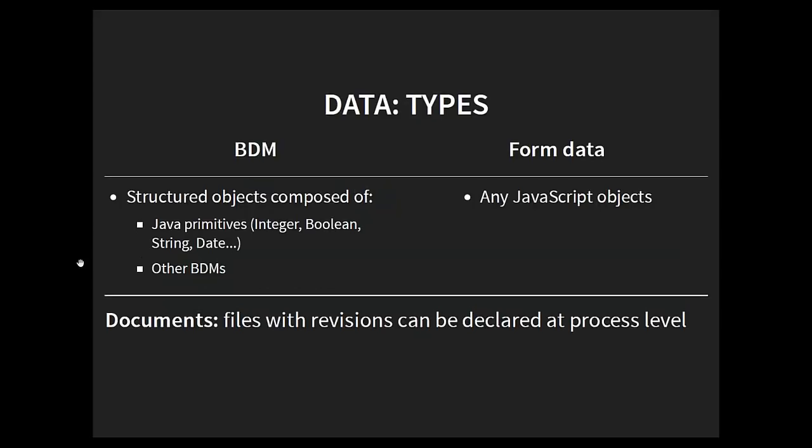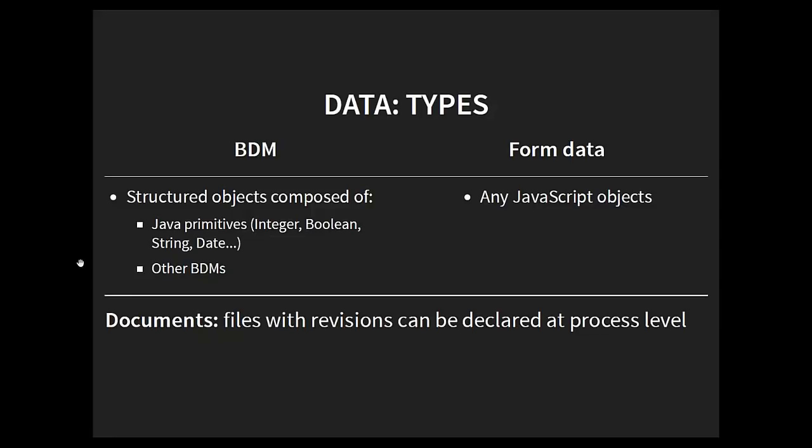And for each of these formats, you have different types of data that you can use. So for the BDM, we have a completely structured object, so complex objects that you can define, and you can make sure you have Java primitives, because the engine is built onto Java. So you can use whatever primitive you want, and you can also reference other complex types that you have already provided or defined in your BDM.